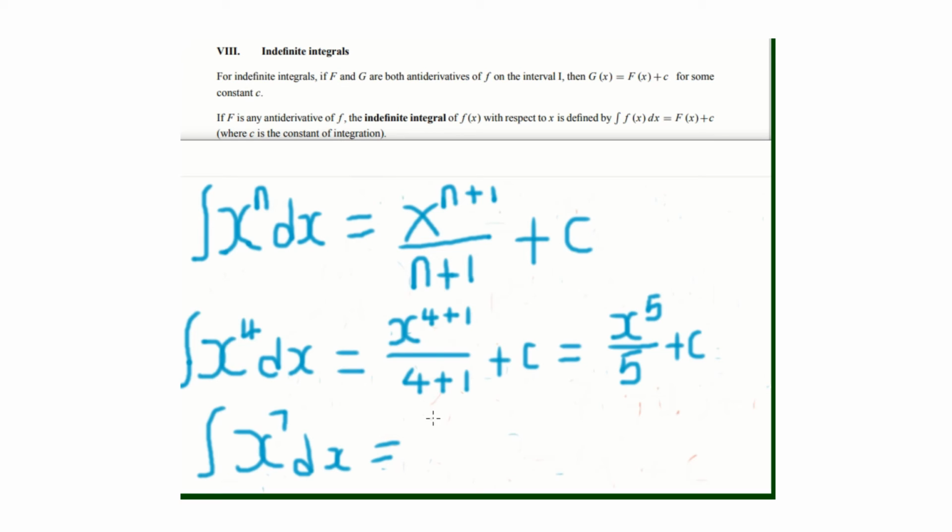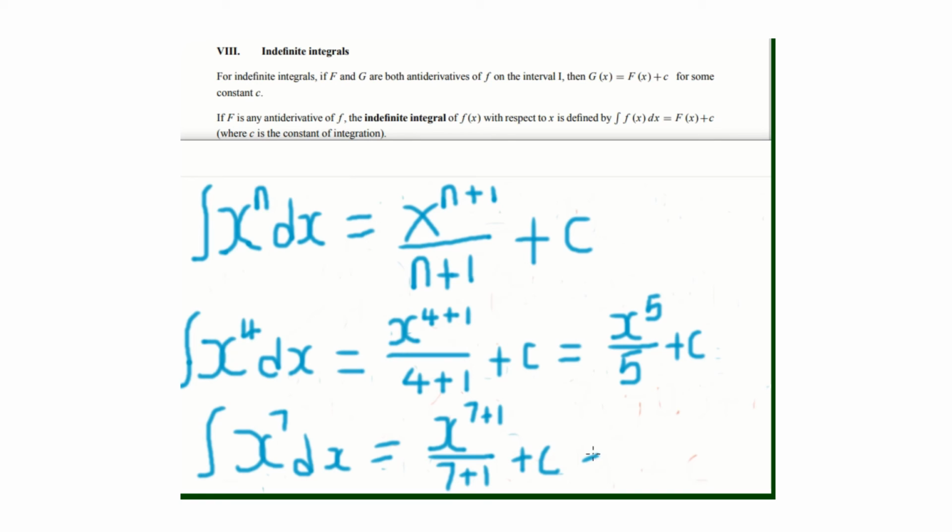So this simply means that we are going to copy this x as it is, because we are talking in terms of x. Instead of n, we are going to write 7, and say 7 plus 1. And then we will divide by 7 plus 1, this one here. And then let's not forget to put a constant c.